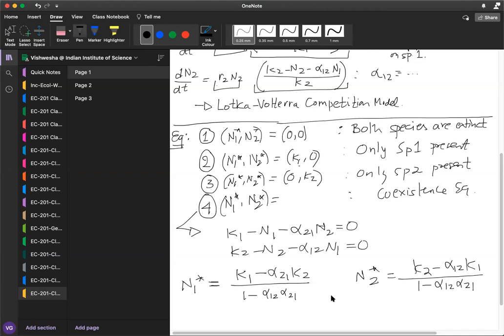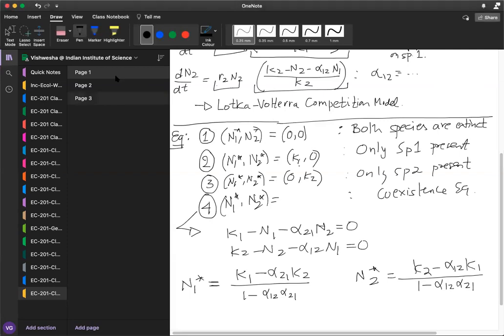Any questions on this? How we have found the equilibrium for both the species now for this simple model? If there are no questions, I will go to page 3 now.